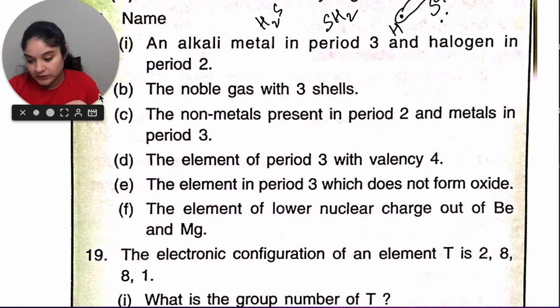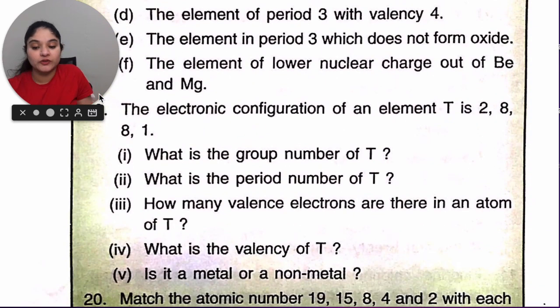Now the next question is, the electronic configuration of an element T is 2, 8, 8, 1. What is the group number of T? Since it has 1 valence electron, the group number will be 1. What is the period number of T? Counting the shells, 1, 2, 3, 4, it will be in the 4th period.